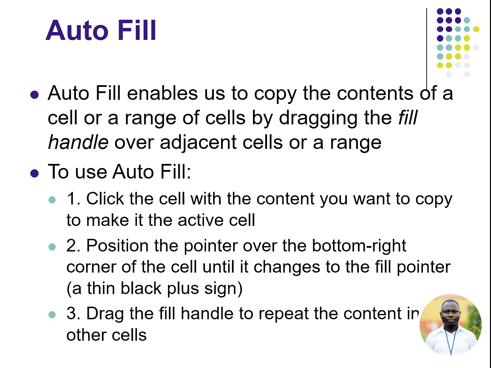To use Autofill, click the cell with the content you want to copy to make it the active cell. After doing that, position the pointer over the bottom right corner of the cell until it changes to the fill pointer, which is cross-like. We are going to be seeing it in a few. A thin black plus sign. Drag the fill handle to repeat the content in other cells. So by the time you see that thin black plus sign, you're just going to click and drag down to all the other cells that you want to autofill.